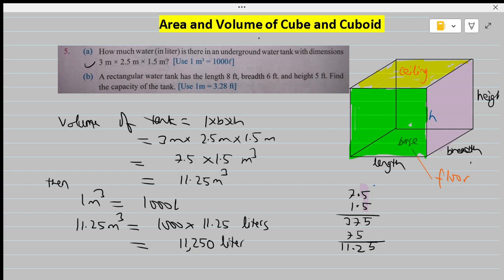So 11,250 liters. So this many liters of water could be kept in that underground tank, which is in the cuboid shape with given length, breadth and height. So same way you can do for part B yourself. Alright, so now I go with number 6.